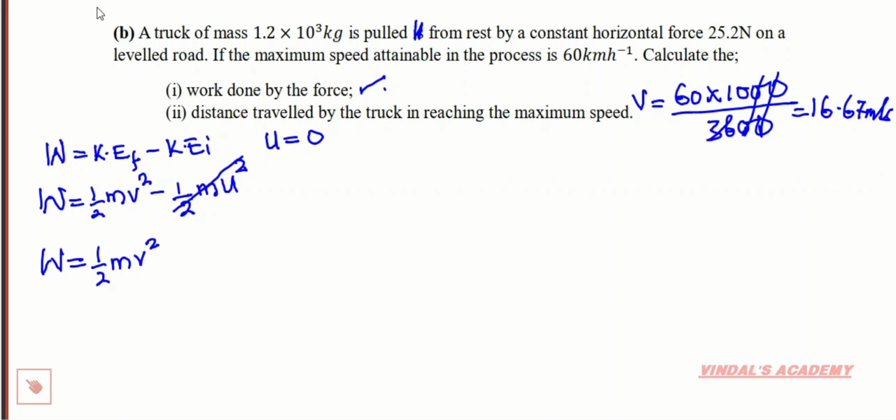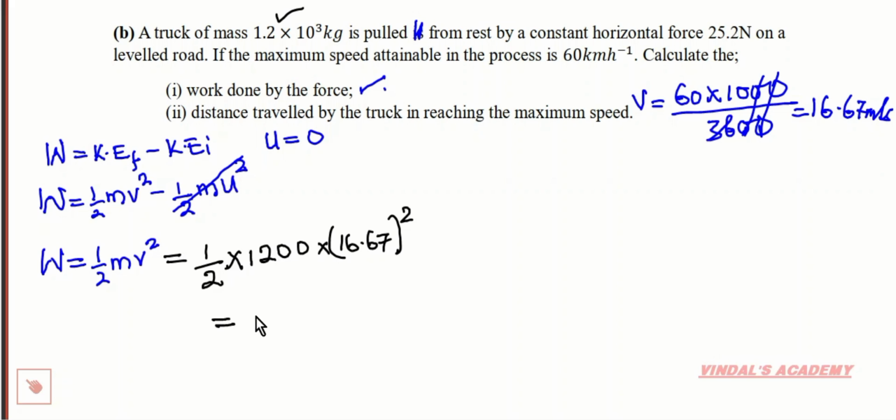Let me use black. So this is going to be half, multiplied by the mass, which is 1200, times the final velocity, 16.67 squared. Use your calculator very well. At this point, you are going to have 1.667 times 10 raised to 5 joules. That is the answer. Now, the next question is for this BII.